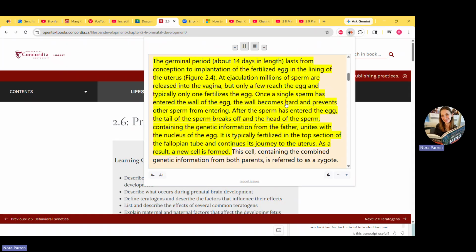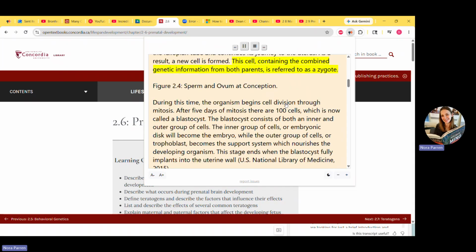It is typically fertilized in the top section of the fallopian tube and continues its journey to the uterus. As a result, a new cell is formed. This cell, containing the combined genetic information from both parents, is referred to as a zygote. Figure 2.4, Sperm and ovum at conception.